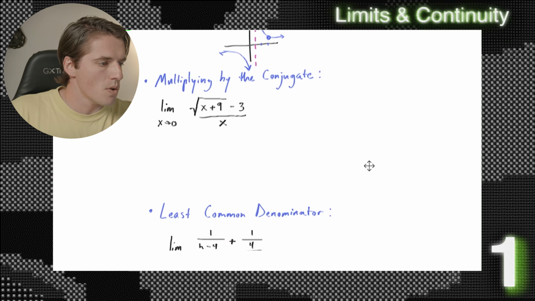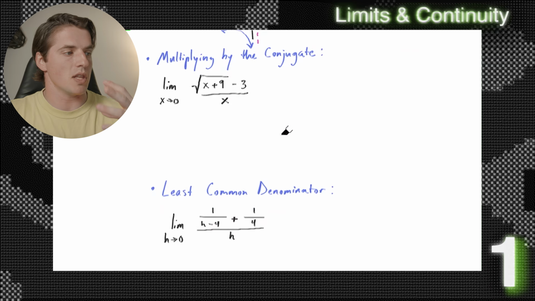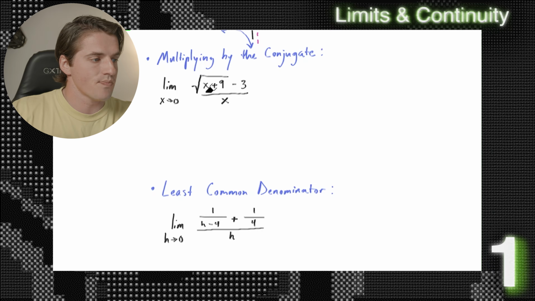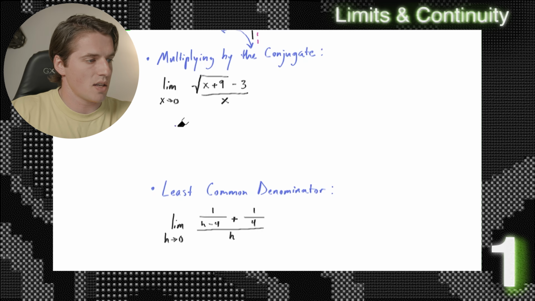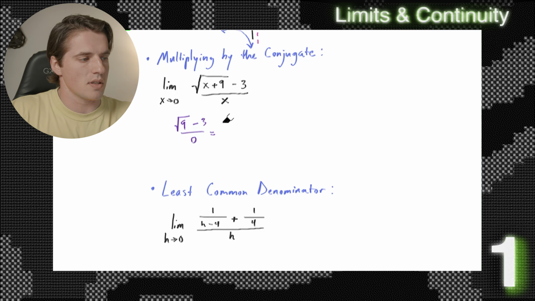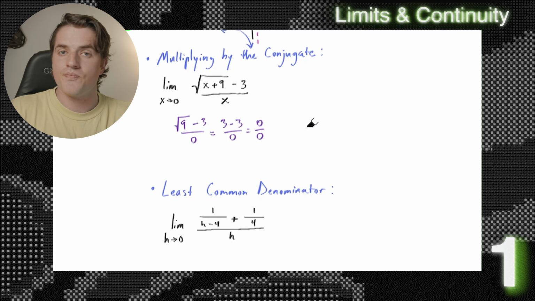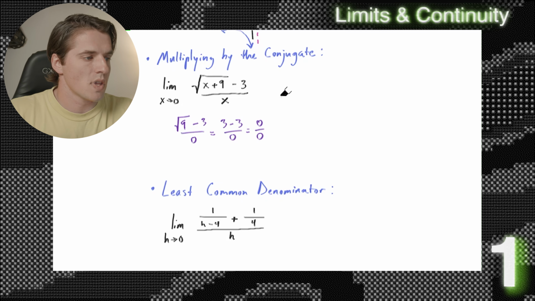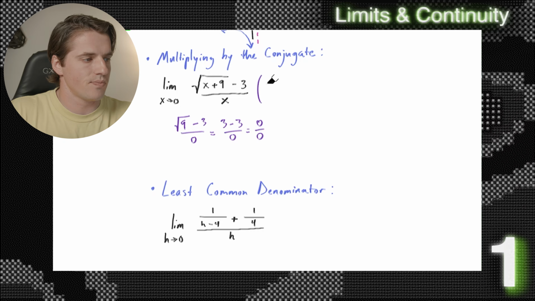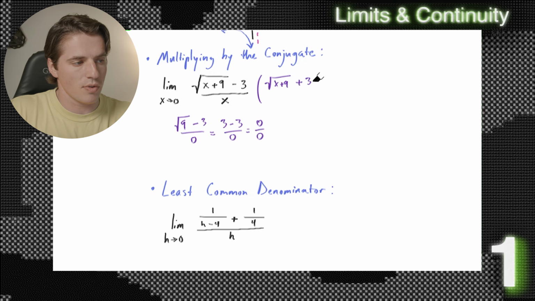Okay. Multiplying by the conjugate. This is the next method for solving a limit in indeterminate form. So what we would do is try to plug in. So 0 plus 9, so we have the square root of 9 minus 3 over 0, which is 3 minus 3 over 0, which is 0 over 0. Okay, so we don't have a limit there, or we don't have a value there. So we need to multiply by the conjugate. We have the square root of x plus 9 plus 3.